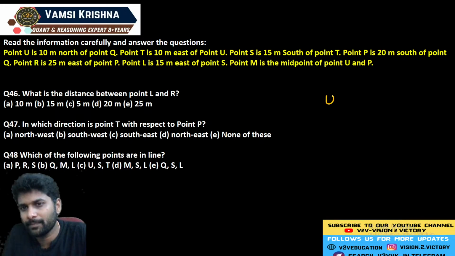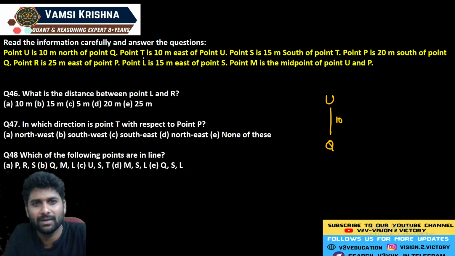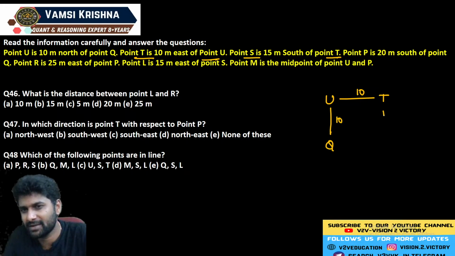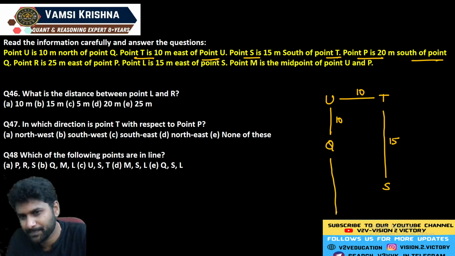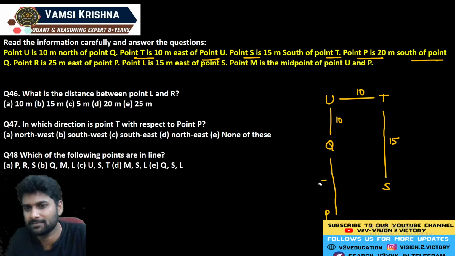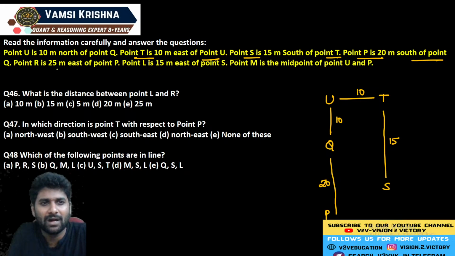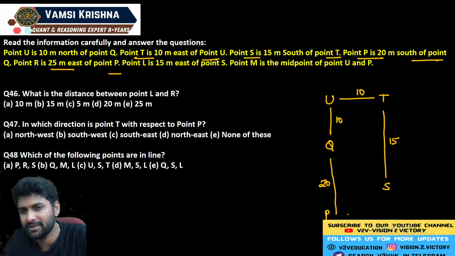U is north of Q by 10 meters. T is east of U by 10 meters. S is south of T by 15 meters. P is south of Q by 20 meters. R is east of P by 25 meters.